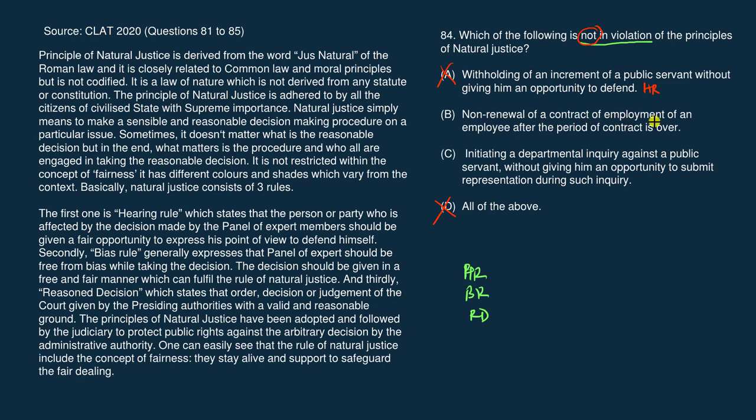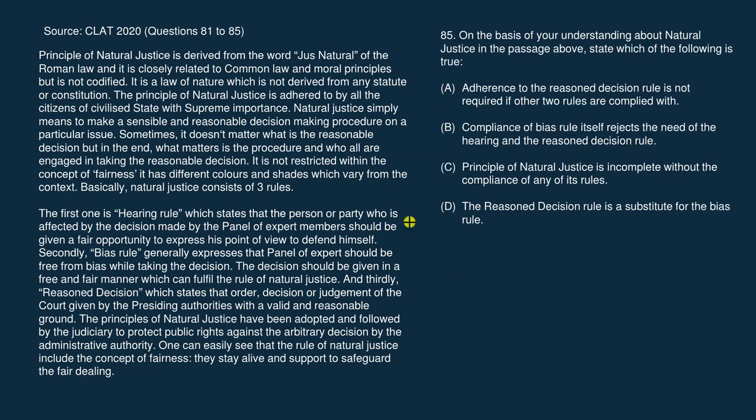B. Non-renewal of the employment contract of an employee after the period of contract is over. There's no problem here. The contract is over. So why should I renew it automatically? So this seems to be fine. C. Initiating a departmental inquiry against a public servant without giving an opportunity to submit representation against such an inquiry. Without giving an opportunity, hearing rule violated, ladies and gentlemen. So therefore that goes for a toss. So answer choice has to be B. There you go. Question number 85.